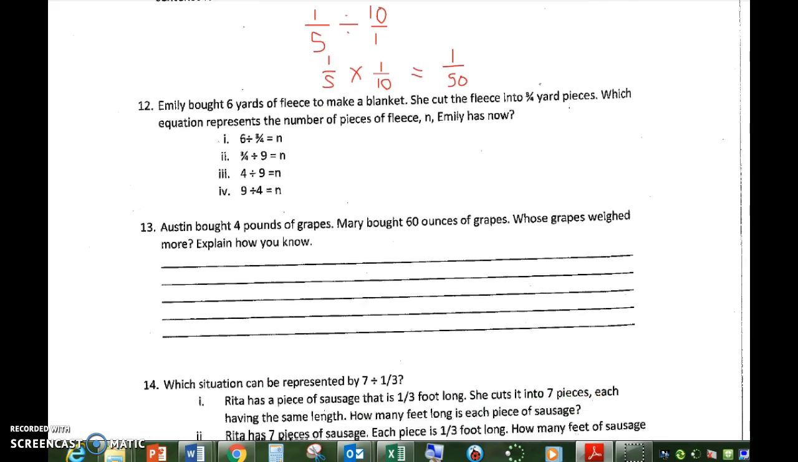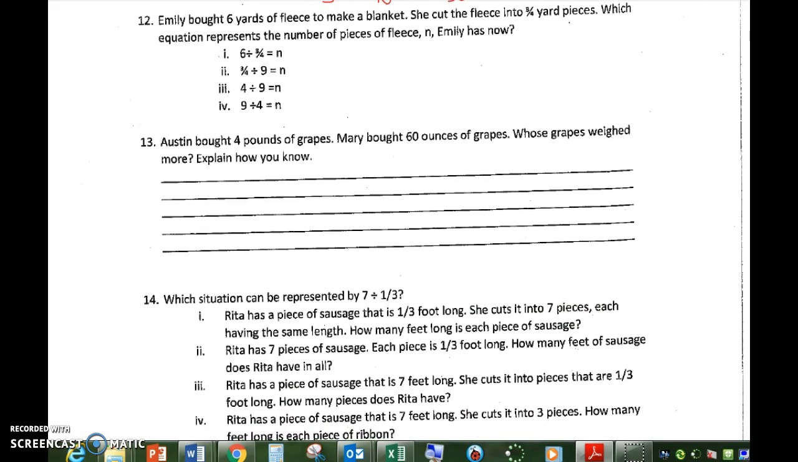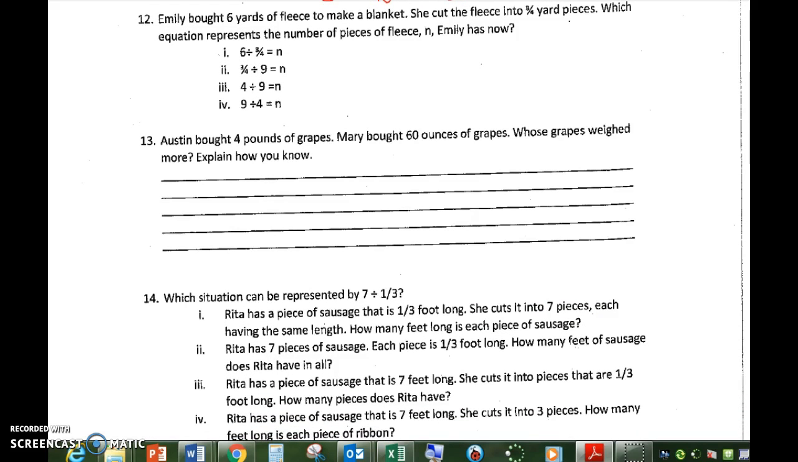Number 12. Emily bought 6 yards of fleece to make a blanket. She cut the fleece into, I think that says 3/4 yard pieces. Which equation represents the number of pieces of fleece N Emily has now? So that N represents the answer, basically. It's a number. How would you go about solving this? Figure it out, and I'll be here when you come back.